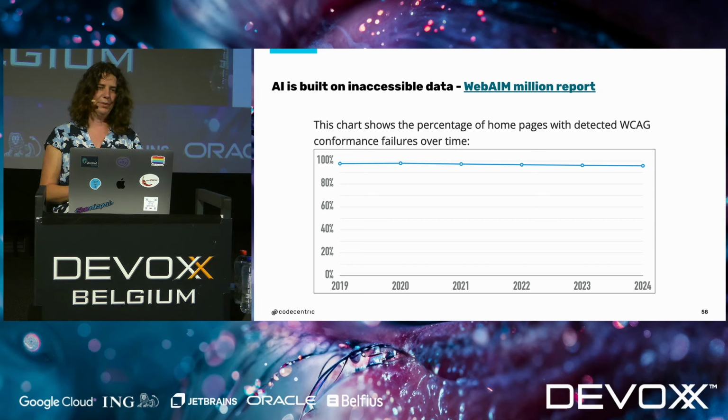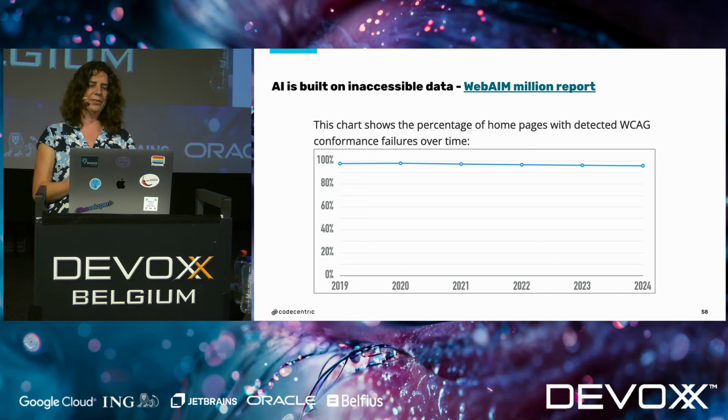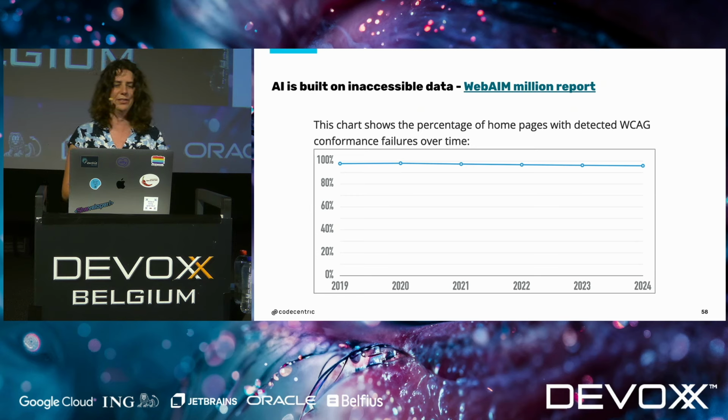So there is this company, WebAIM, and every year they make a report on the top 1 million web pages of this world. All they do is run their automated testing tool on it and report how many failures they find. And this chart shows us how many of these pages had at least one failure. As you see, I think it was 95.9% this year. So this is the data which AI models are trained on. So AI has a huge bias for creating inaccessible HTML.